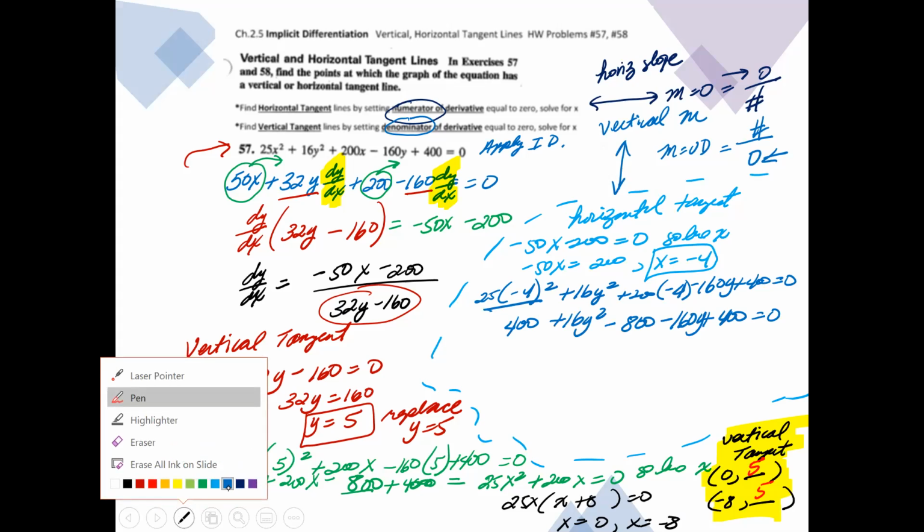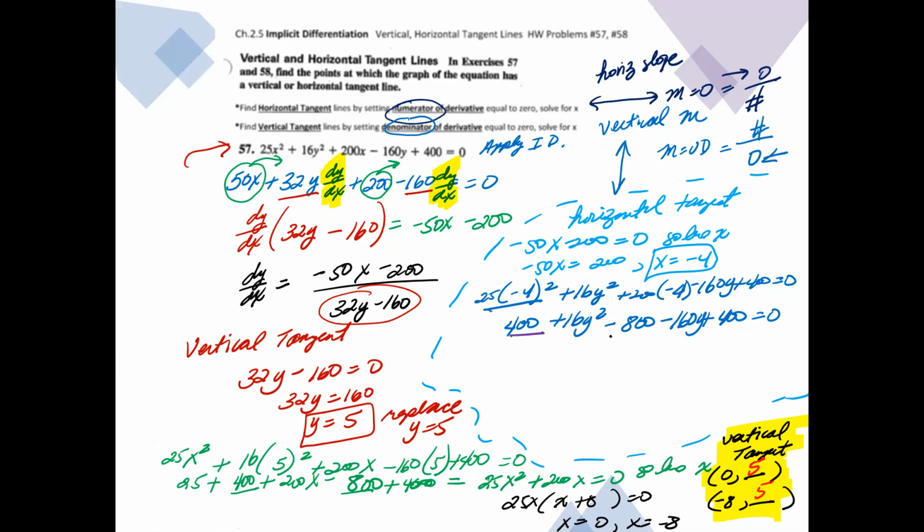You are going to go ahead and combine like terms. 400 minus 800 plus 400 is going to give you a 0. So what remains is 16y squared minus 160y equals 0. Now I can factor out a 16 and a y, and what remains inside is a y minus 10 equals 0. So when I solve, I get y equals 0 and y equals 10.